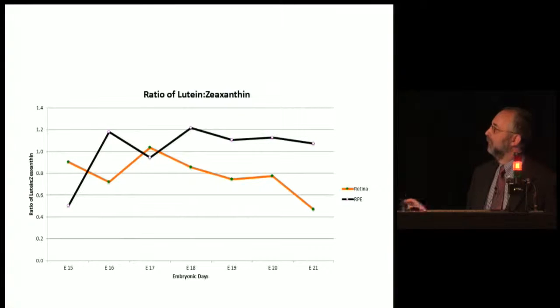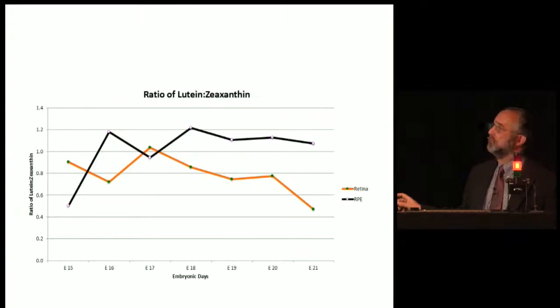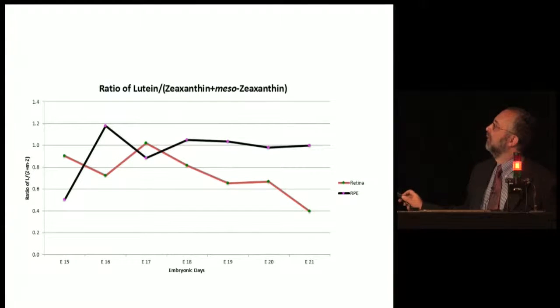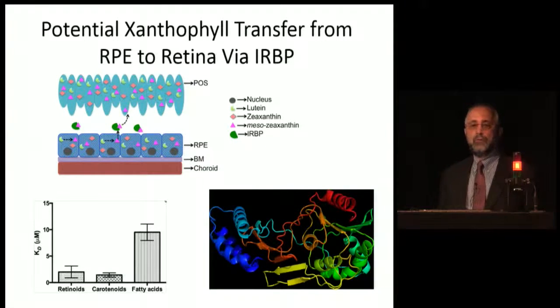So we can see that the ratios of lutein to zeaxanthin in the retina are more like 1 to 1 through here, more similar to the brain. The ratio of lutein to zeaxanthin plus meso-zeaxanthin shows that there is more meso-zeaxanthin and zeaxanthin present throughout time. So there is a preference for the retina to have more zeaxanthin and meso-zeaxanthin. And that's shown here. So what we would argue is that the RPE is probably the source where the meso-zeaxanthin is being made.